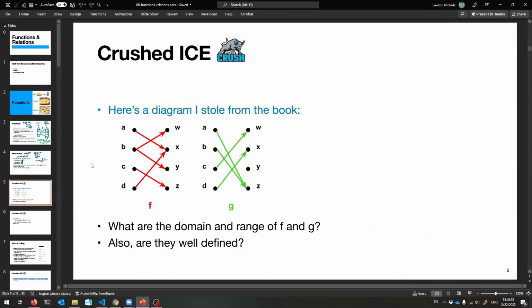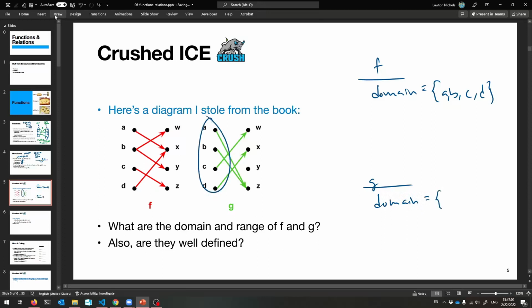All right, so let's see. What are the domain and range of f? Let's talk about f up here and maybe g down here. So the domain of F is what set? It's all the things that are being mapped. Yeah? That looks like A, B, C, and D. And then the range, or let's do the domain of G too. Let's just do them both at the same time. Domain of G is also A, B, C, D. Those are the things that are being mapped. A, B, C, D, and we assume that there's nobody down here that we don't know about.